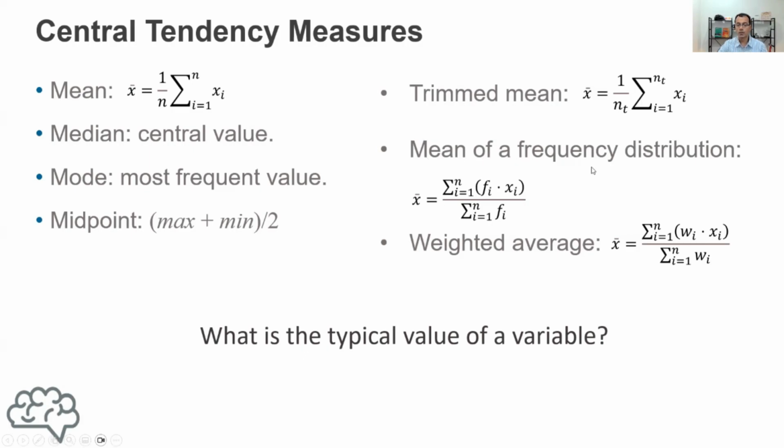We also have the mean of a frequency distribution that is calculated by taking the product of the frequency of each value times the value, divided by the sum of the frequencies. And finally, we have the weighted average, and as the name implies, you calculate the average by weighting each value of the variable and then normalizing it by the sum of the weights.